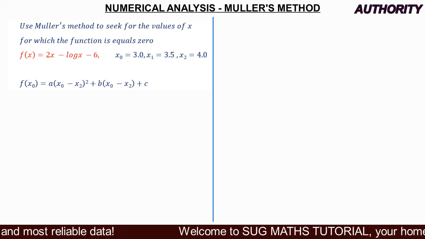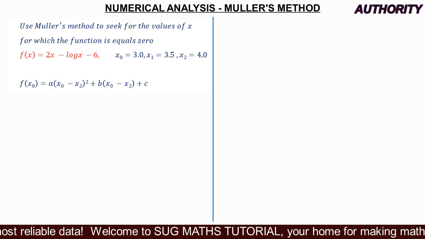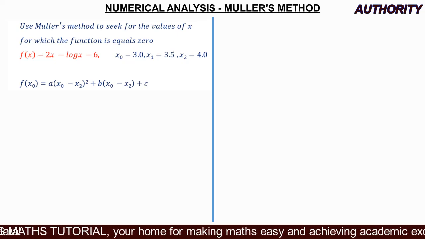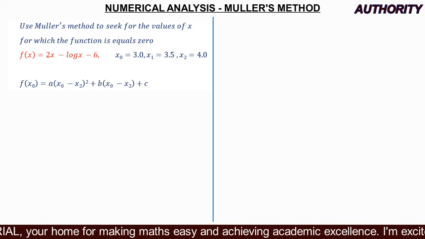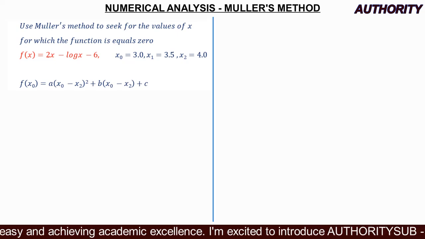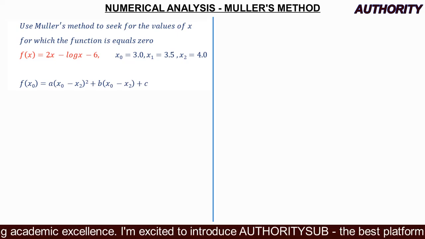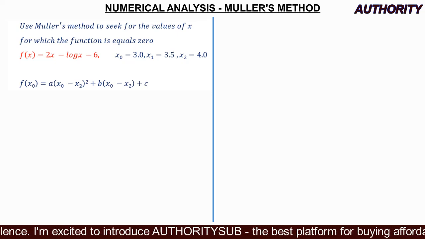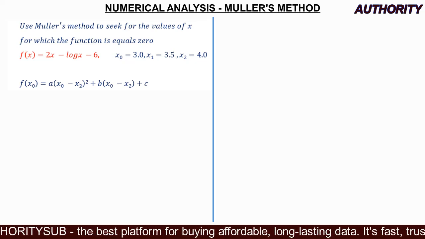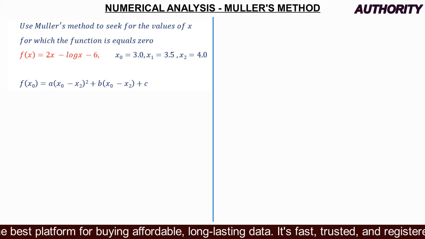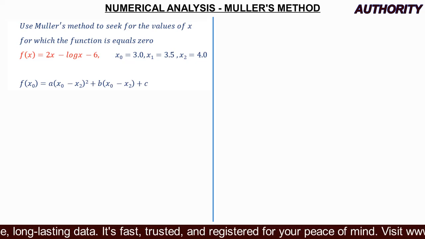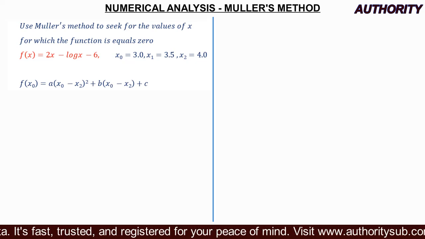Here, the first one is x0. So we are going to have f of x0, and it's going to give us a open bracket x0 minus the last, which is x2 in bracket squared, plus b, repeat the same thing again, x0 minus x2, then plus c. Do you see this? Please, it's very simple. These are just the two formulas you are going to use in Muller's method. These are the only two things you need to know.